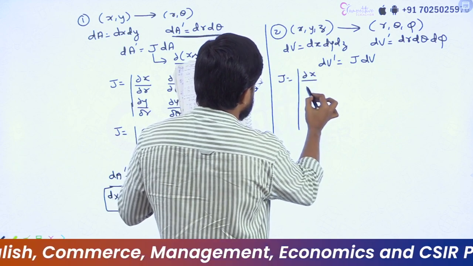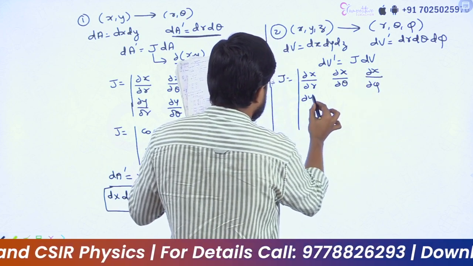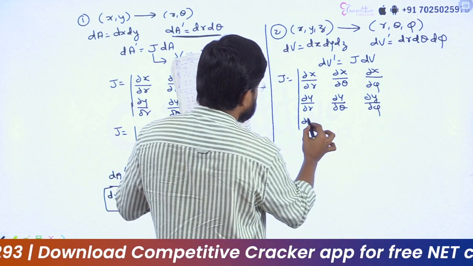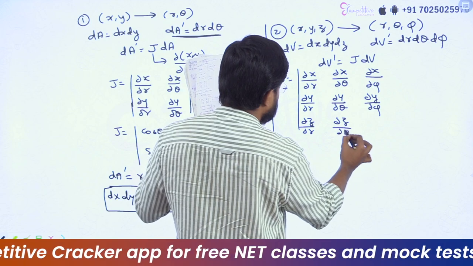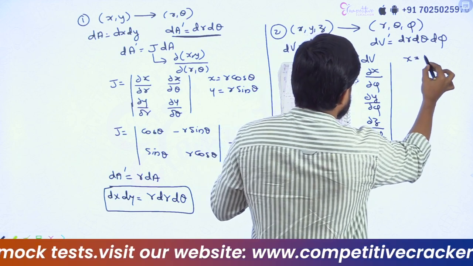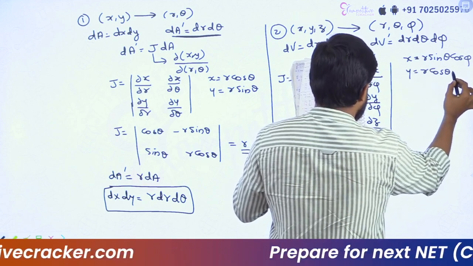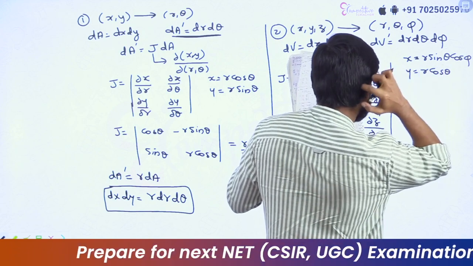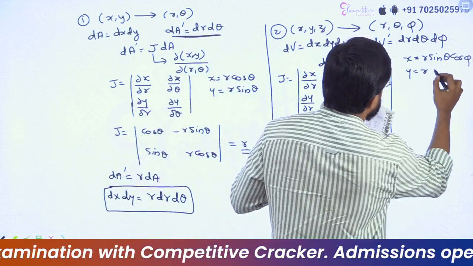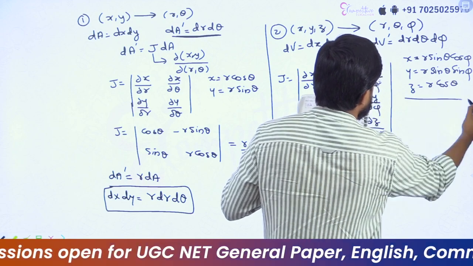This J is equal to the determinant of ∂x/∂r, ∂x/∂θ, ∂x/∂φ, then ∂y/∂r, ∂y/∂θ, ∂y/∂φ, and ∂z/∂r, ∂z/∂θ, ∂z/∂φ. And we know x is equal to r sin theta cos phi, y is equal to r sin theta sin phi, and z is equal to r cos theta.